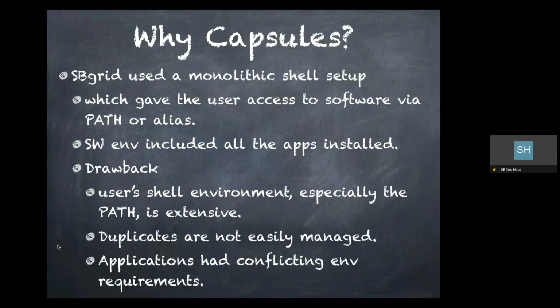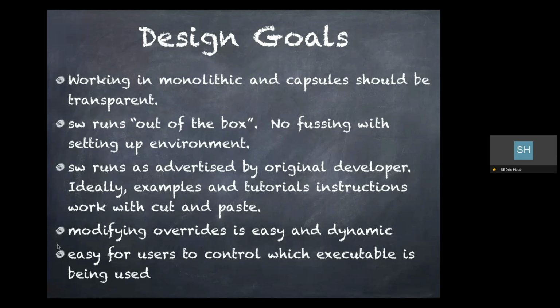So when we were working on setting these up, we had some goals. We wanted to keep the notion that if you're working in the monolithic environment or the previous environment or in capsules, it should be completely transparent to you. You shouldn't have to do anything different. We wanted the software to run out of the box. We didn't want the user to have to do anything to set up the environment, such as load this or source this. We just wanted it to be that one source command, sbgrid.shrc or cshrc. We wanted it to run as advertised by the original developer. We didn't want to have to rewrite the original developer's documentation.